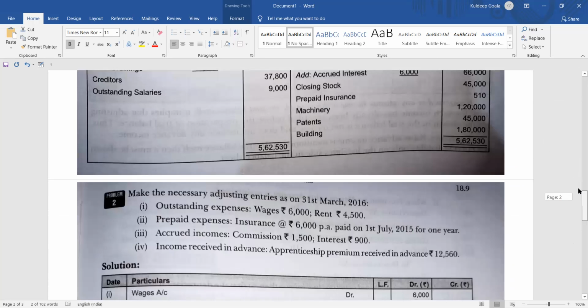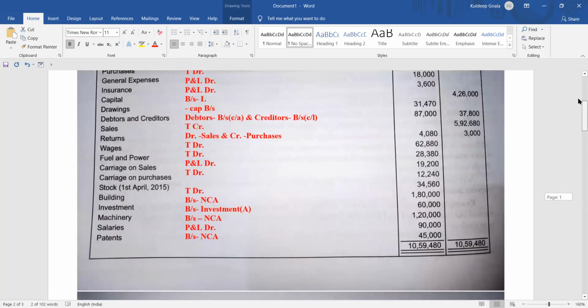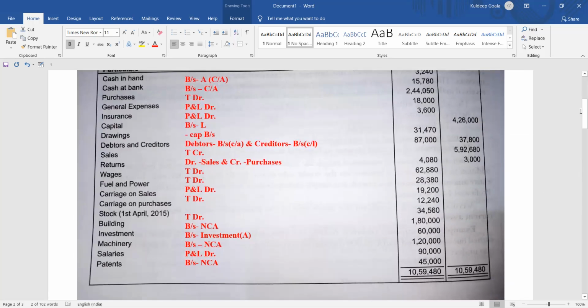Okay, then going to the next one, let's see the capital. In the balance sheet, we have seen only two current liabilities. Now we'll see the capital. So what is the capital? The capital was 4,26,000. And what was the adjustment? The drawing was there. The net profit is there. So we'll keep it in the inner column. So 4,26,000. And what was the drawing? 31,470. So it will be deducted, right?